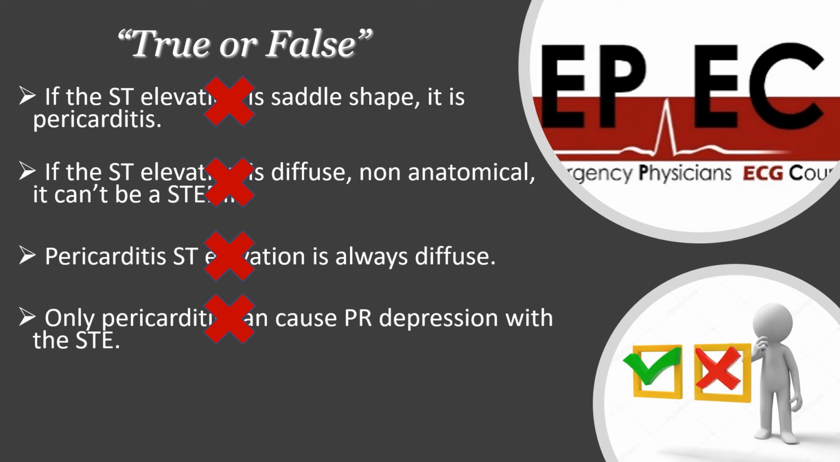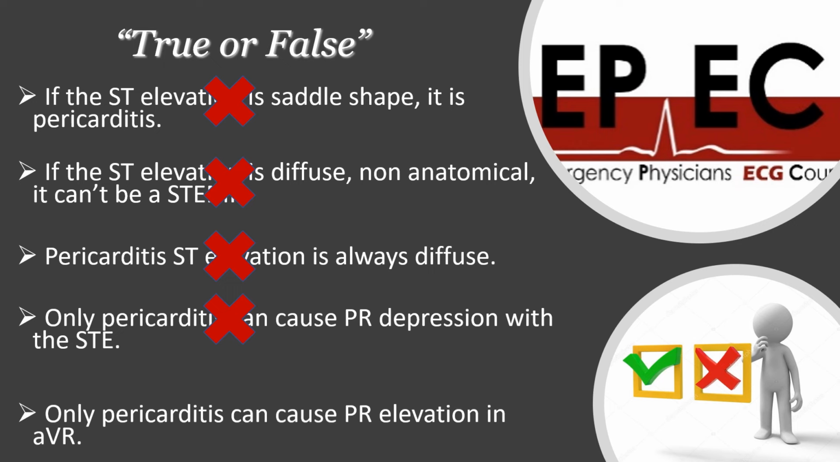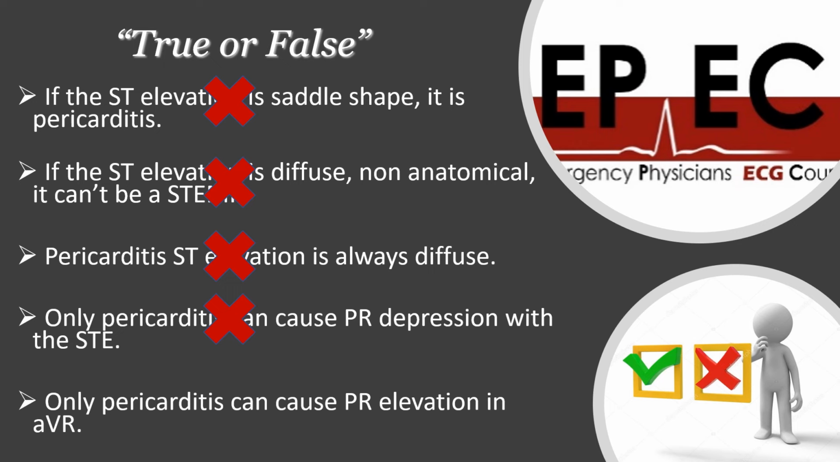Only pericarditis can cause PR depression with the ST elevation, and actually this is proven wrong. We've seen through the course some ECG cases where there was PR depression with ST elevation and it was proven to be STEMI. So do not assume because you see PR depression, and by the way, same for PR elevation in aVR, when you see these, do not assume that only pericarditis can cause this. These are not pathognomonic for pericarditis. They can happen with STEMI as well.